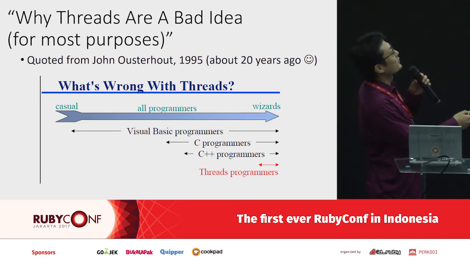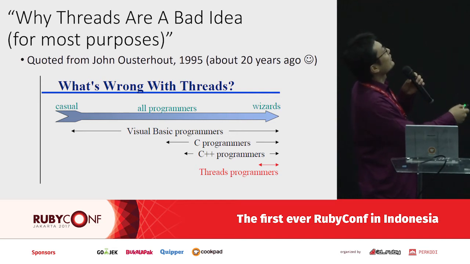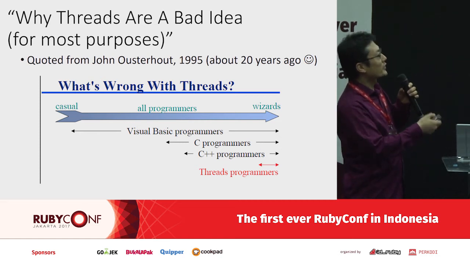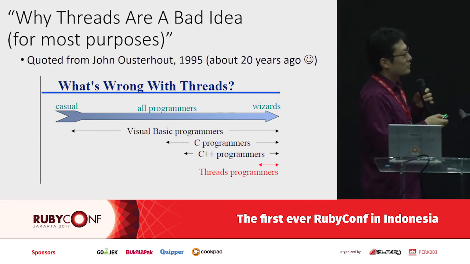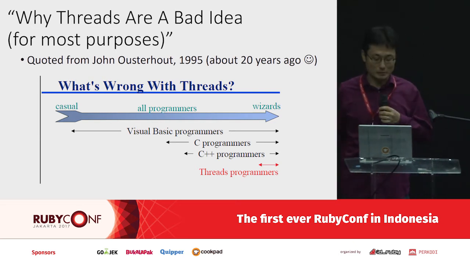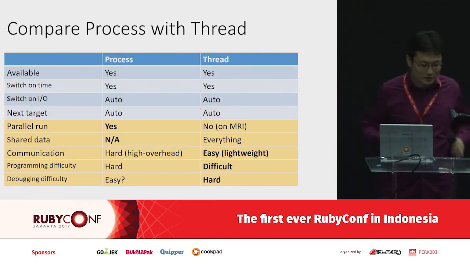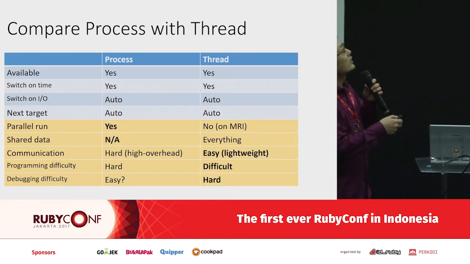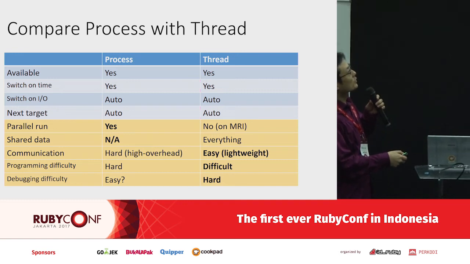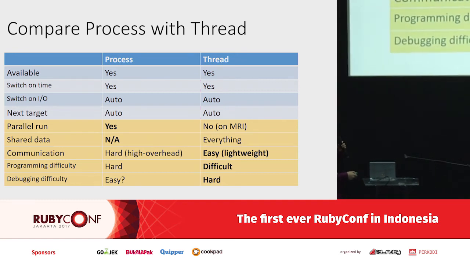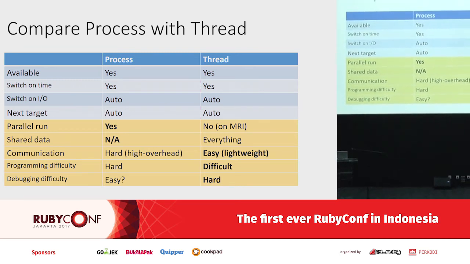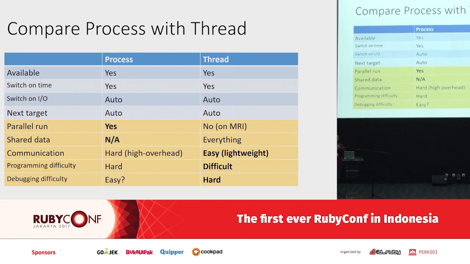This is for Visual Basic programmers. We can see it is an old slide, but I think this is true even now. So this is a comparison of threads and processes. For processes, communication is hard. For threads, communication is easy, but programming is difficult because of synchronization, that is, making the thread safe.